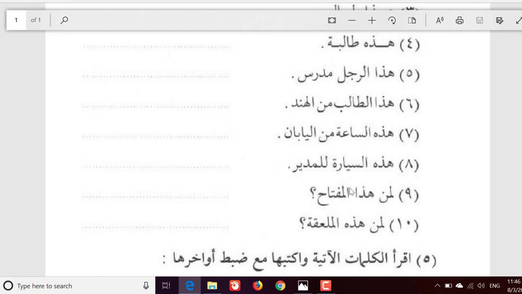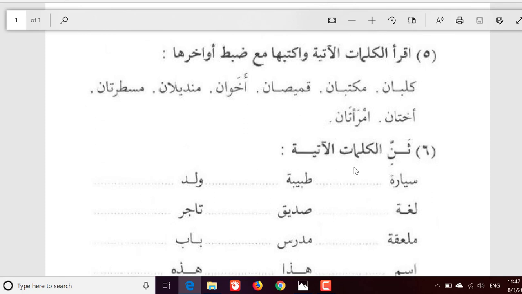Liman hadani al-miftahani. To whom do these two keys belong? Liman hadani al-miftahani. So now we know that miftah is a bedel because it has alif lam, and this is particular. So liman hadani al-miftahani. Liman hadhihi al-milaqa. Liman hatani al-milaqatani. To whom do these two spoons belong?